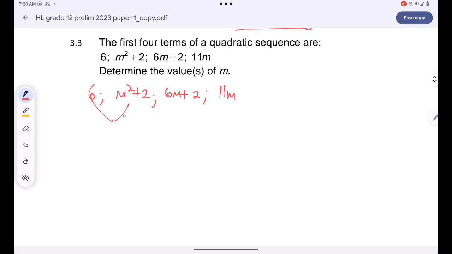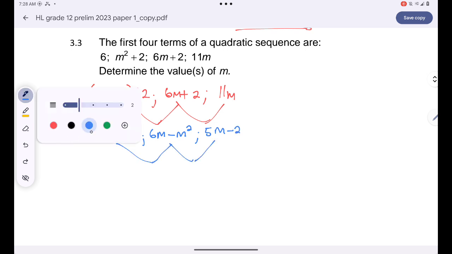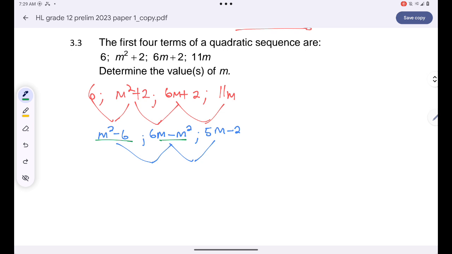How can I find the first difference? I can simply say t2 minus t1, I will end up having m squared minus 6, and then t3 minus t2, I will end up having 6m minus m squared, and then t4 minus t3, you'll end up having 5m minus 2. Are you together? And then you can find the common difference over there, guys. We can simplify the common difference. This minus that.